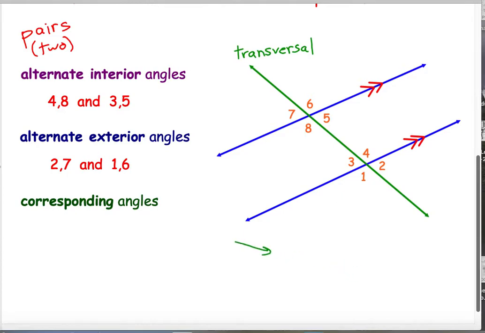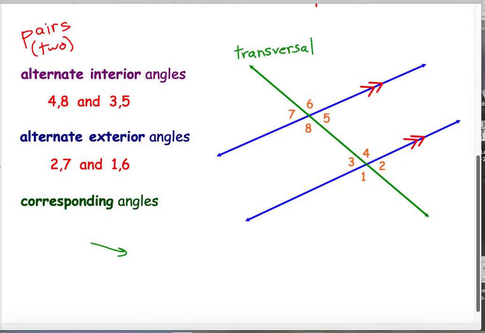And this is the one that throws students because we're not using these terms alternate or exterior, interior. The reason is that they're not alternate, so they must be on the same side of this green transversal. And we're not using interior because they're not both inside, in between the blue lines. And we're not using exterior because they're not both outside of the two blue parallel lines. That means one must be on the inside, and one must be on the outside.